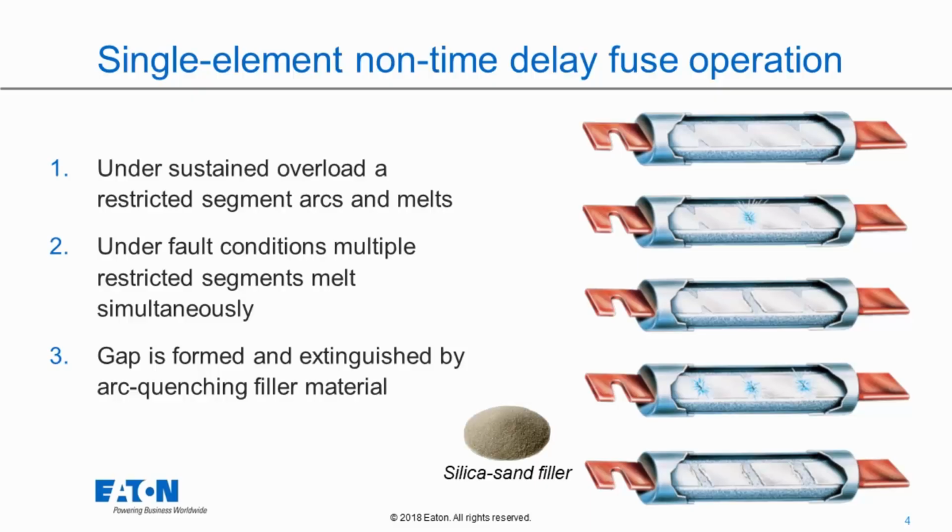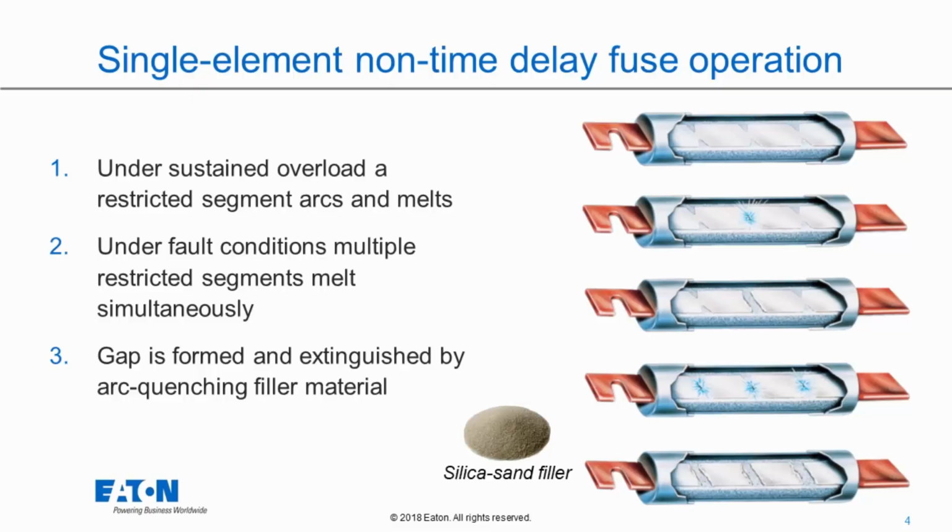In this particular case, under sustained overload, a restricted segment arcs and melts. So we have an overload condition. This fuse will actually start opening up, and depending on how big the overload is determines how quickly it will start to arc and melt. When we look at a true fault condition going through this fuse, all of a sudden you're going to get multiple restricted segments that start to melt simultaneously.